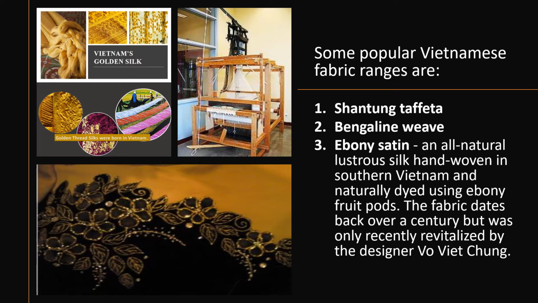Some popular Vietnamese fabrics are Shantung Taffeta, Bengaline Weave, and Ebony Satin, an all-natural lustrous silk hand-woven in southern Vietnam and naturally dyed using ebony fruit pods.